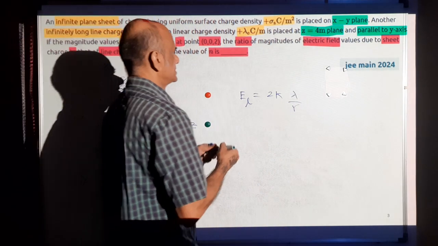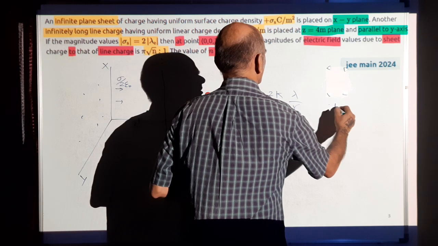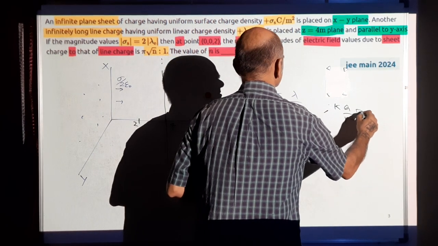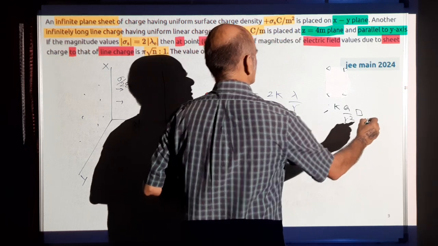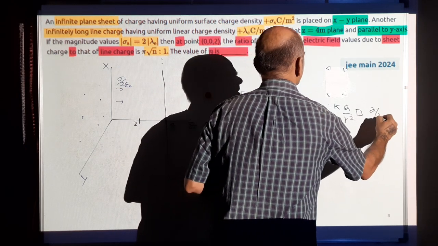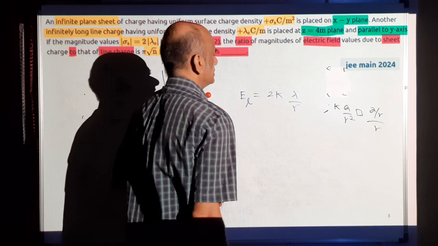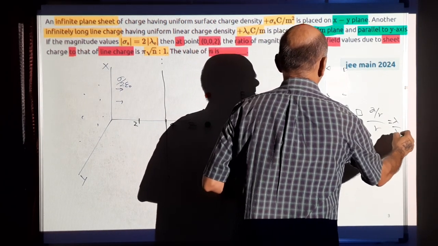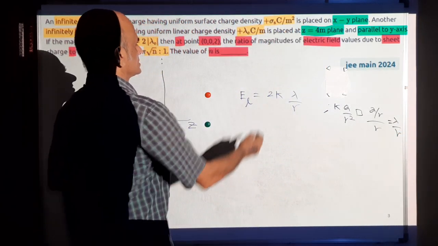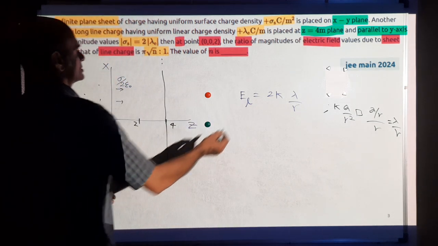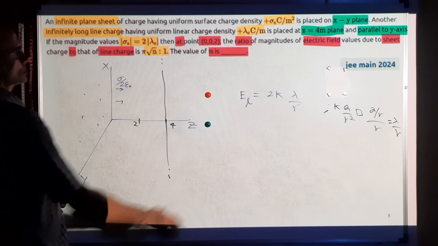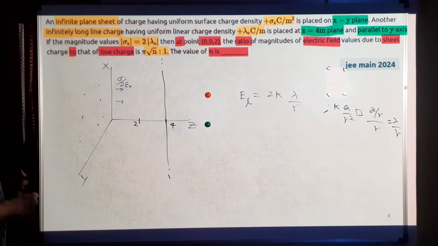The electric field due to a point charge is kq by r square. So dimensionally it is the same as q by r, and q by r is dimensionally the same as lambda. So it's of the form lambda by r and some constant. In this case, the constant is 2k, where k is 1 by 4 pi epsilon naught. This also can be obtained by using Gauss law.